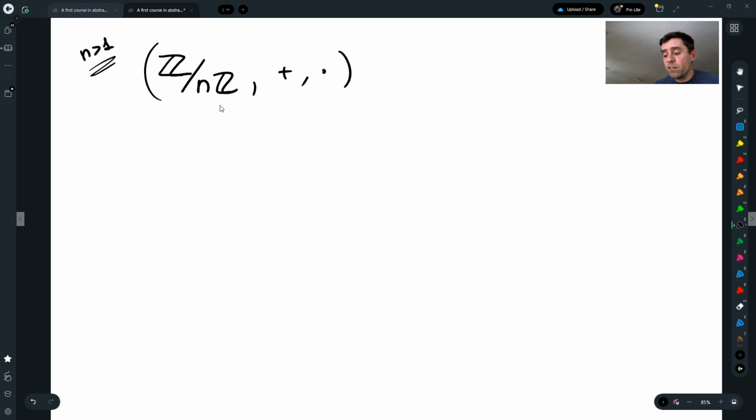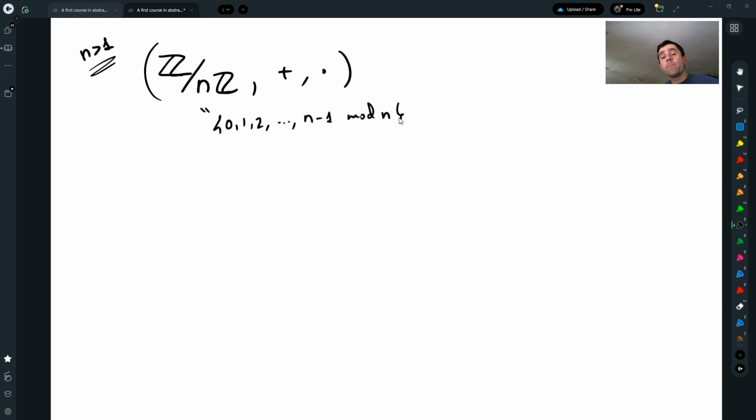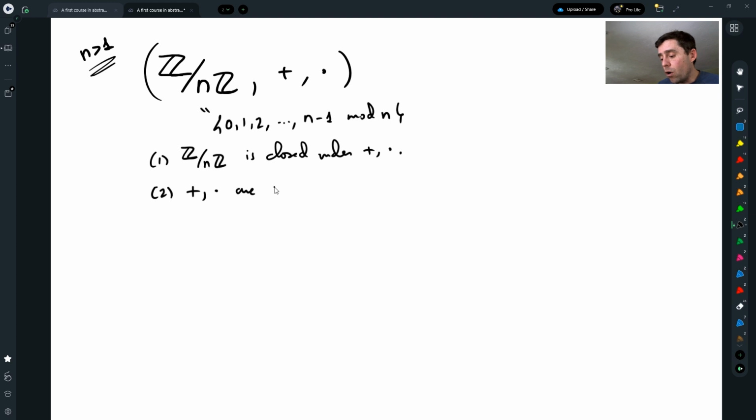The integers modulo n, so the set 0, 1, 2, up to n minus 1 considered as classes modulo n, have the following properties. One, Z modulo NZ is closed under addition and multiplication. If I add two congruence classes modulo n, I get a congruence class modulo n. If I multiply two, I get a congruence class modulo n. Two, addition and multiplication are commutative, associative, and distributive, just like the properties of addition and multiplication of the integers.